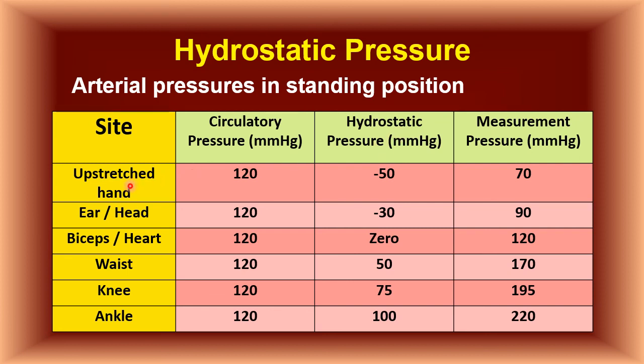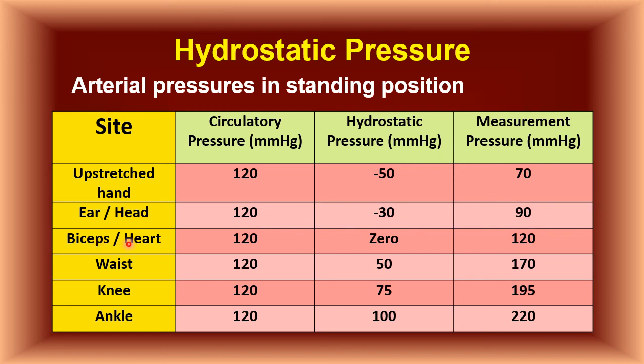Now, outstretched hand: we have 120 minus 50, again 70 millimeters of mercury. So if you stretch your hand all the way up toward the ceiling and measure the arterial pressure at the fingers, it will be 70 millimeters of mercury. If you measure the blood pressure at the level of the head, it is 90 millimeters of mercury. Why? 120 minus 30 gives 90.